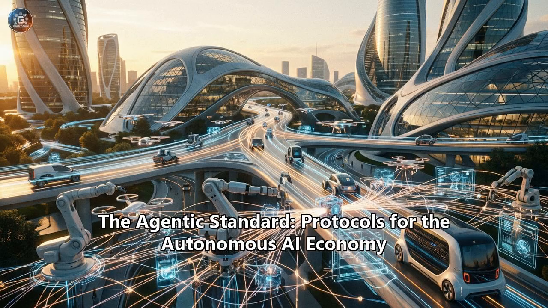A new layer is being built on top of the digital world we know, and it is called the Agentic Web. In this new economy, the primary actors are not humans. They are autonomous AI agents. These are software entities capable of perceiving, reasoning, planning, and acting. These agents do not just chat, they negotiate supply chains, execute financial trades, book complex travel itineraries, and manage entire enterprise workflows without human intervention. But here is the problem.